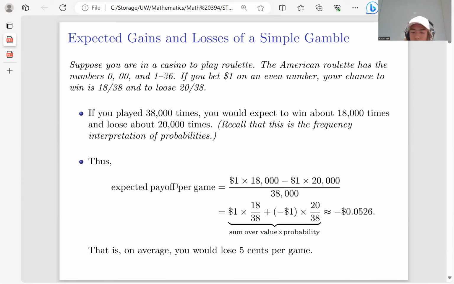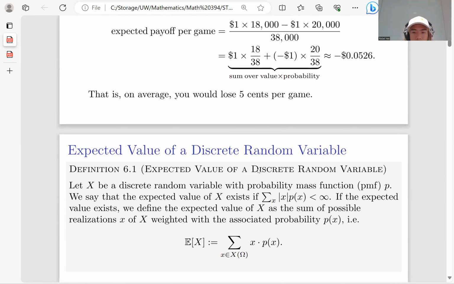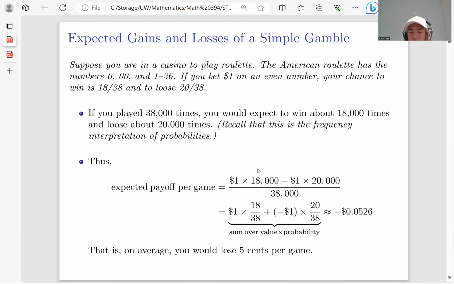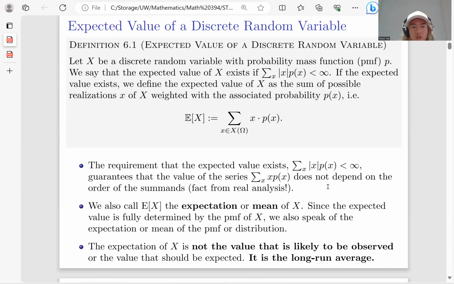So on average, you will lose about $0.05 per game, and that is acceptable within a very short term. But in the long term, you will continue losing when this base goes very large, and it times 0.05, and it also goes very large. So here we introduce the expected value, the rigorous definition of expected value.